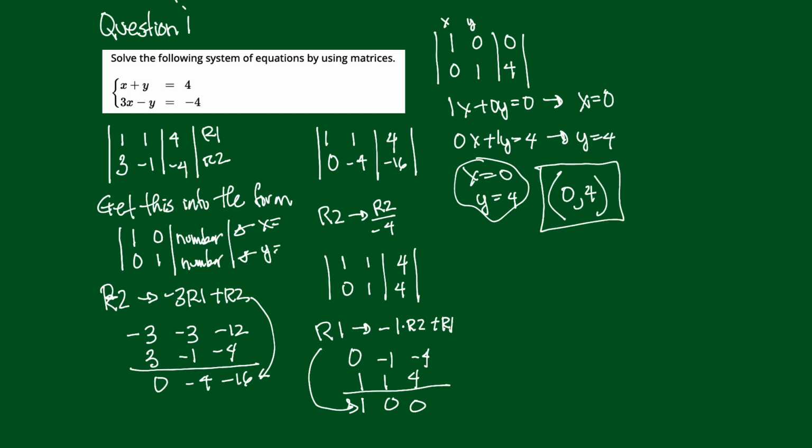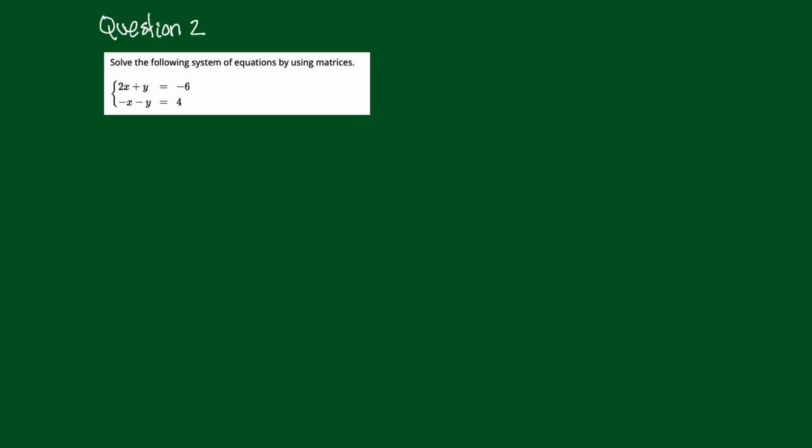And if you think of this as two lines, if we were to graph this, we'd have two lines. And where did those two lines intersect? Right at (0, 4). Question 2, let's solve this system using matrices.